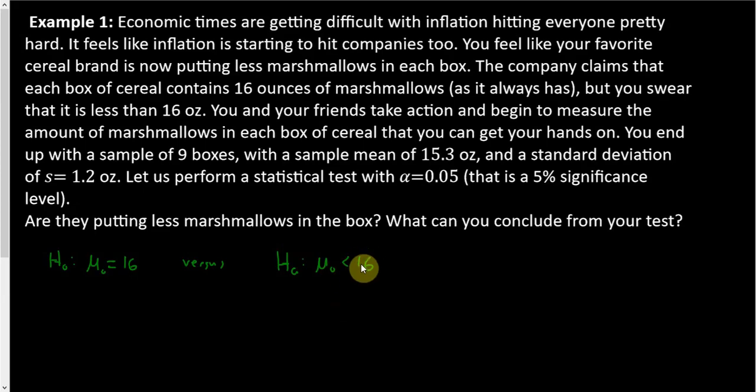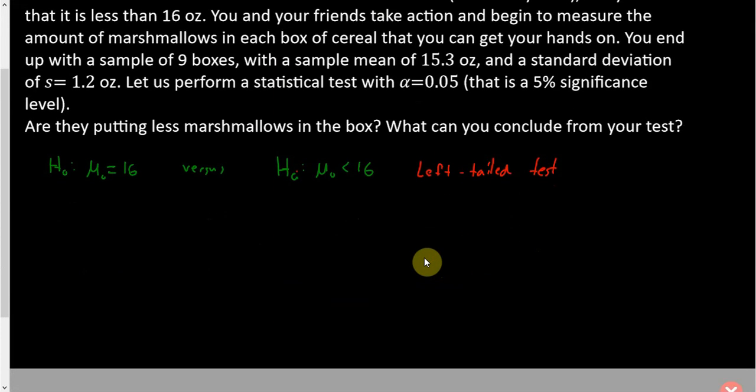Okay? Now, from here, this is the part I was talking about. I would like for you to be able to label what type of test you have. If you look at your alternative, it's a less than one, which means I have a left-tailed test. Why is that important? Well, it lays out how we wish to draw our distribution. So if I'm going to draw this distribution, we're going to assume it's a normal curve for now. We'll talk about that later. Maybe a bad assumption. We will work out those details.